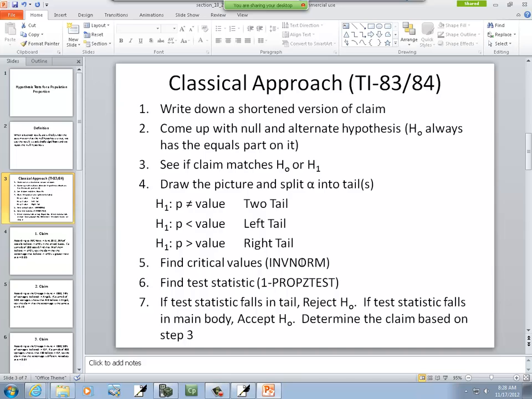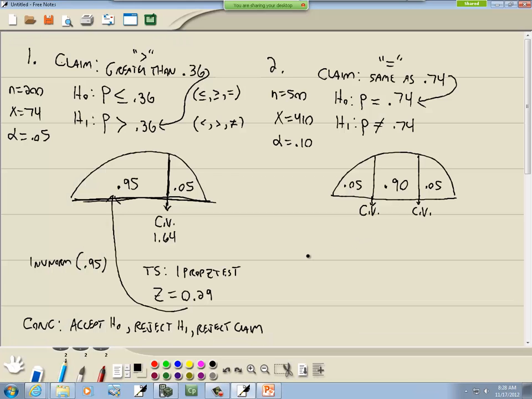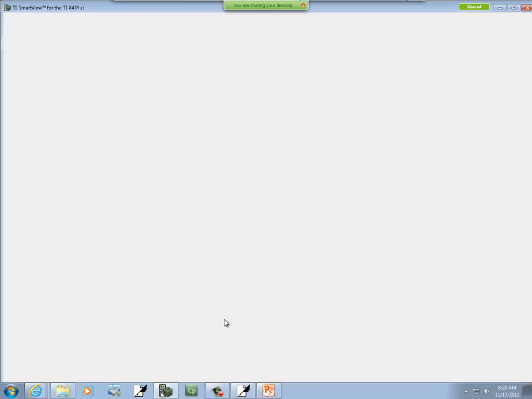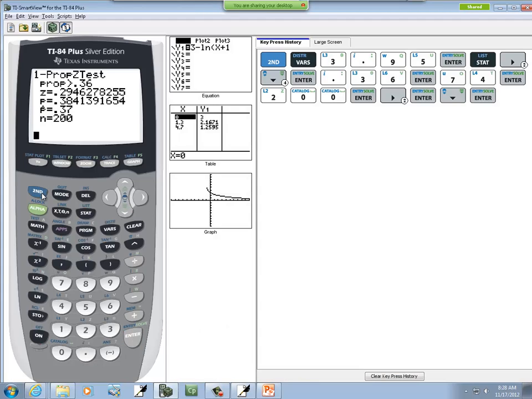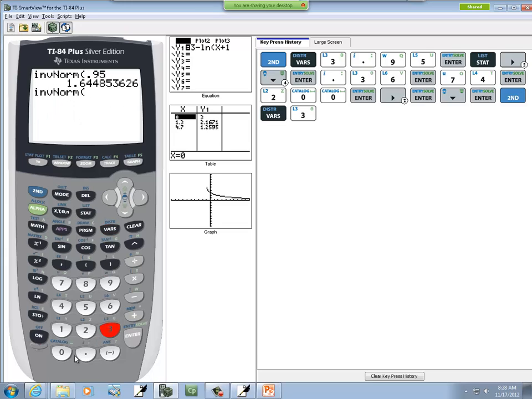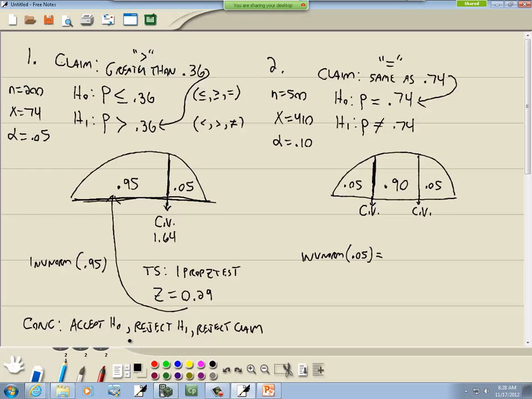It says find critical values using INV norm. This first one here, this one on the left side. Well, the area to the left of it is 0.05, so I'm going to do INV norm 0.05. So the second vars, INV norm 0.05, and we get negative 1.64.